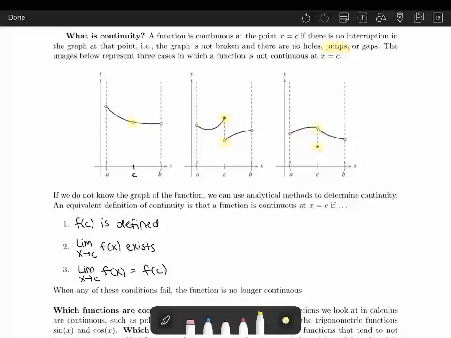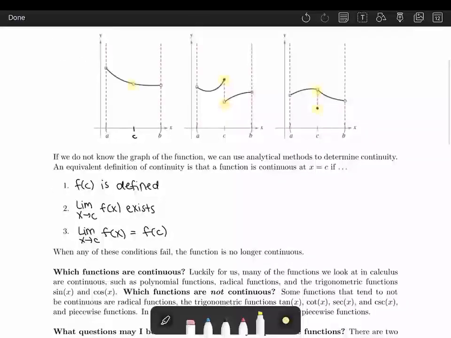For each of these graphs, that translates to something we can tell analytically, right? And when I say analytically, I just mean without looking at the graph and just looking at the equations that we have, meaning looking at f of x, f of c, and the limit. So when any of these conditions fail, the function is no longer continuous. One thing to point out here is that we don't need all of these conditions to fail. When any one of them fails, we're done. We know that continuity can no longer happen.